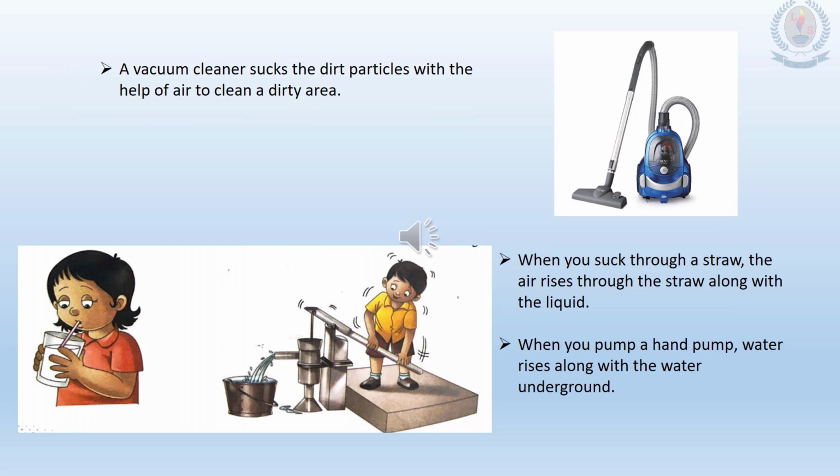A vacuum cleaner sucks the dirt particles with the help of the air to clean dirty areas. When you suck on a straw, the air rises through the straw along with the liquid.